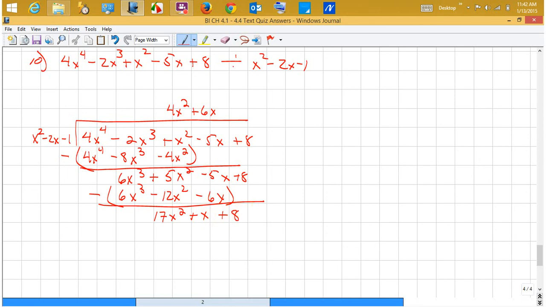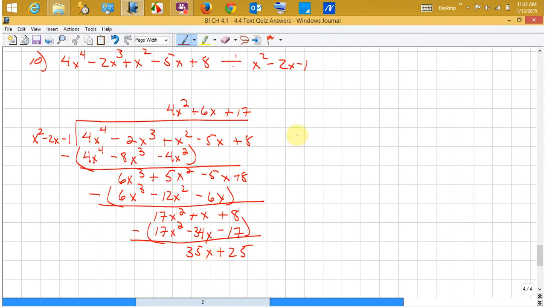All right, so now I need to get rid of that 17x squared, I'm going to multiply by 17. 17x squared minus 34x. 17 times a minus 1 is minus 17. I'm subtracting. So I have 1 minus a minus, that's going to be plus, so that's going to be 35x. And I have 8 minus a minus, okay, that's going to be plus, so that would be plus 25. And I can't divide into that, so that's my remainder.